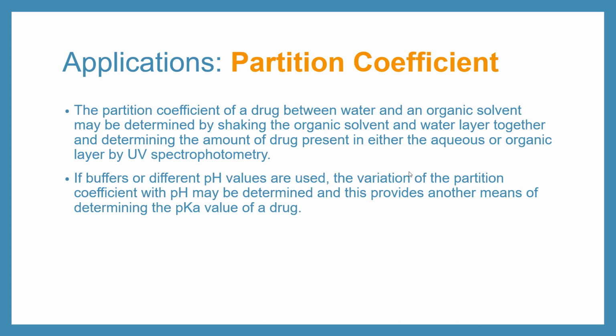So let's look at the partition coefficient. The partition coefficient of a drug between water and organic solvent, so again, how soluble is it in water, can be made by shaking the organic solvent and water layer together and determining the amount of drug present in each of them. If we use buffers of different pH values, the variation of partition coefficient with pH can also be determined. And this can also provide a means of determining pKa value.